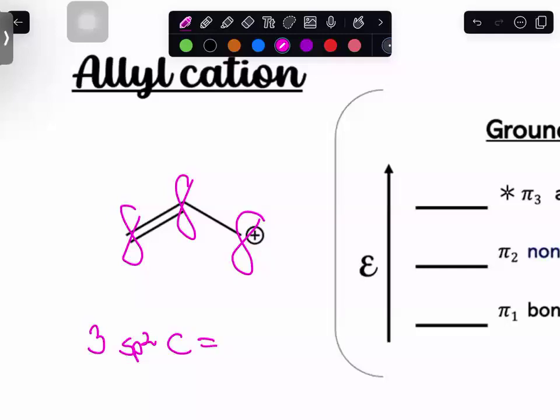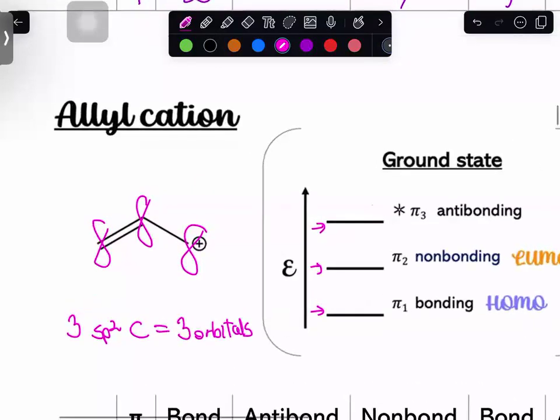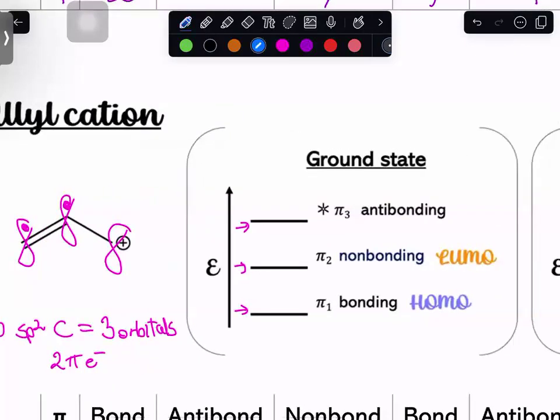So what does that mean? That's the number of orbitals. I have 3 orbitals, simple as that. Again, that represents the little lines that we see in here: pi 1, pi 2, and pi 3. Now, how many pi electrons do you see? Just 2. Remember, the cation is lacking electron density, so there are only 2 pi electrons. So once we start filling, only pi 1 is going to be occupied.